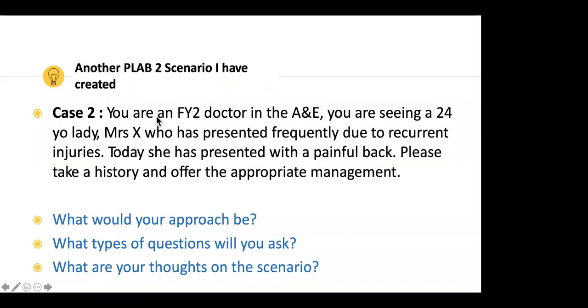Thank you. Okay, so now we have another scenario. You are an F2 doctor in the A&E. You are seeing a 24-year-old lady, Mrs. X, who has presented frequently due to recurrent injuries. Today, she's presented with a painful back. Please take a history and offer appropriate management. Does anyone want to try this? If you don't want to try it, I can just run through what I have done. But if you want to offer any suggestions, you can put them in the chat or unmute yourself.